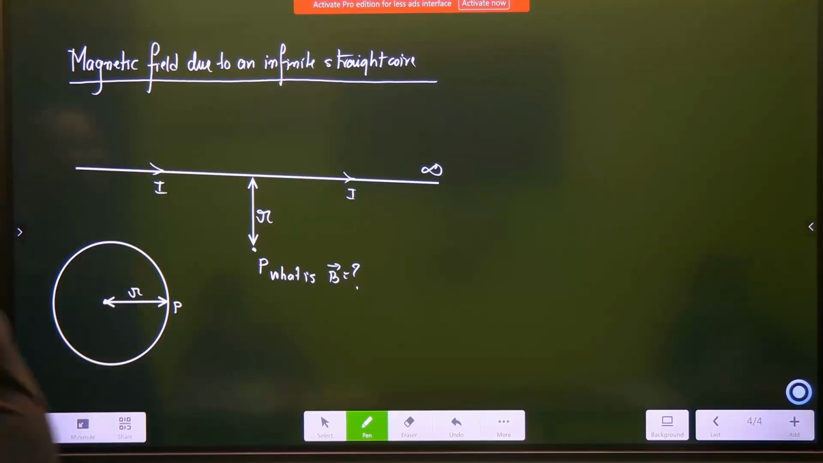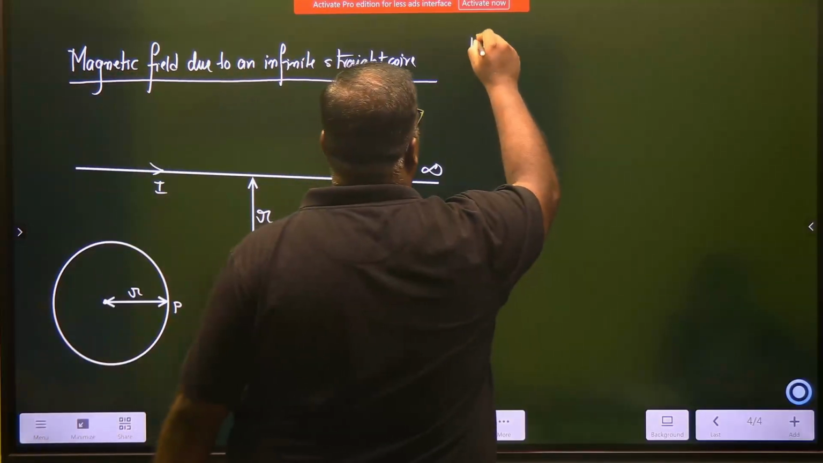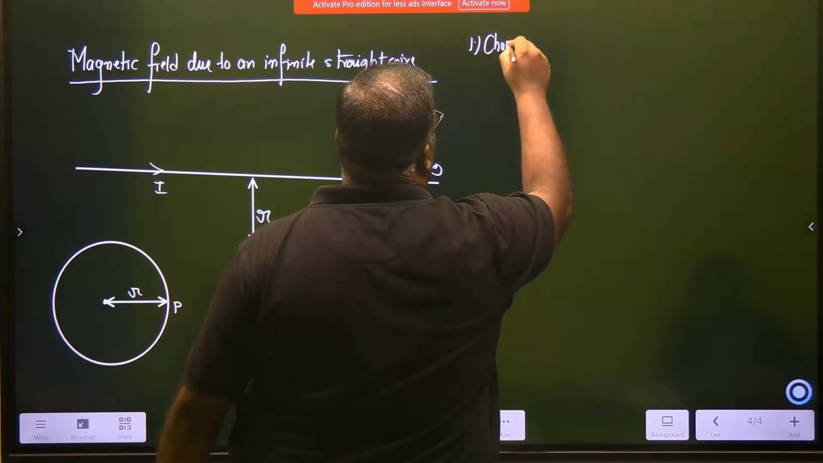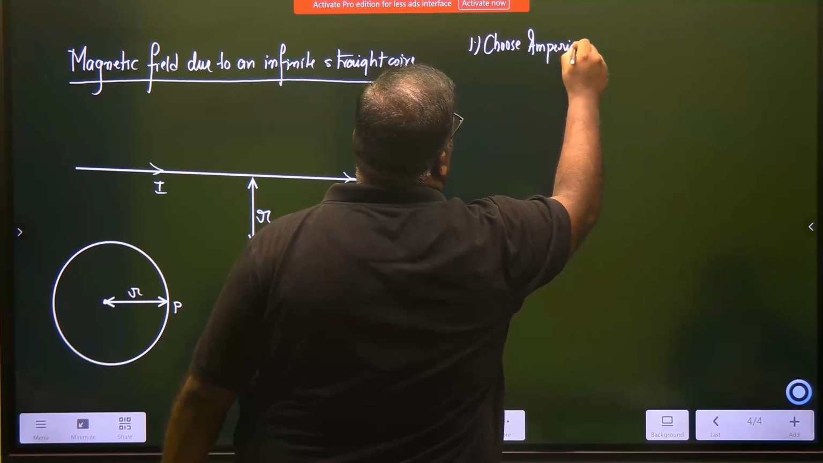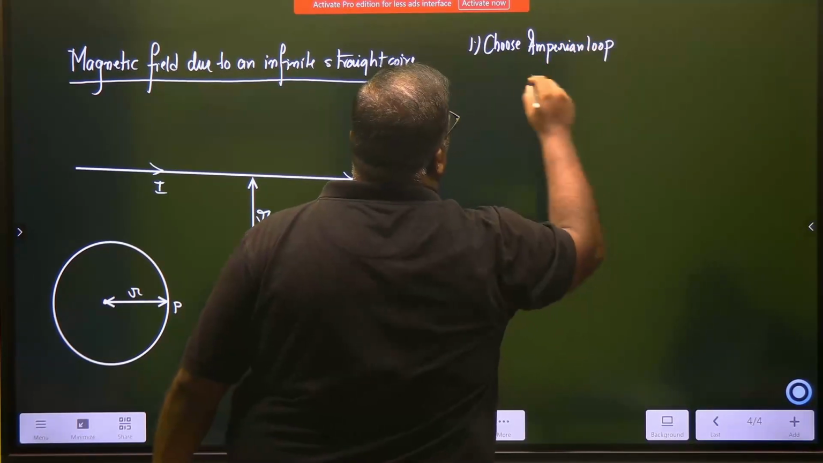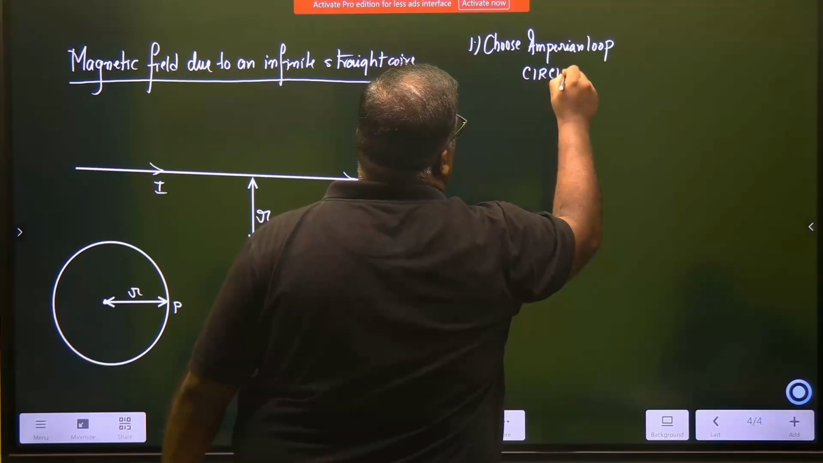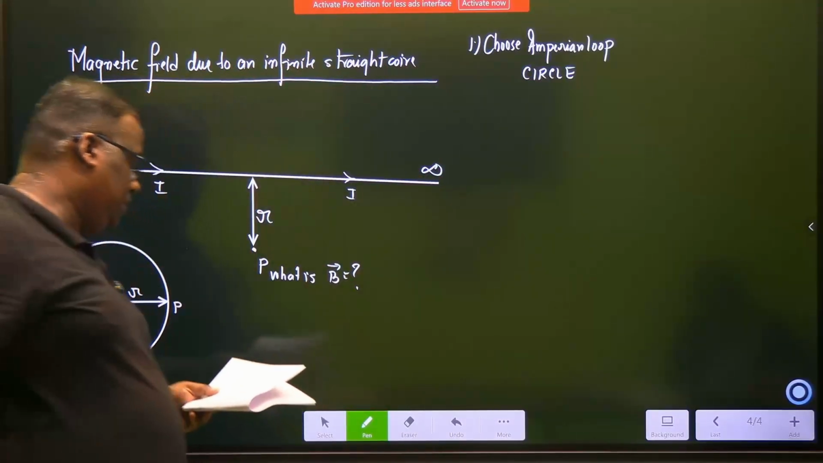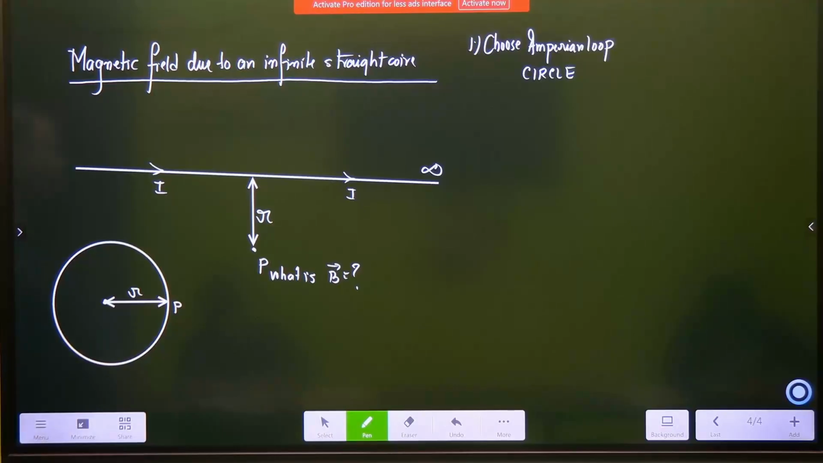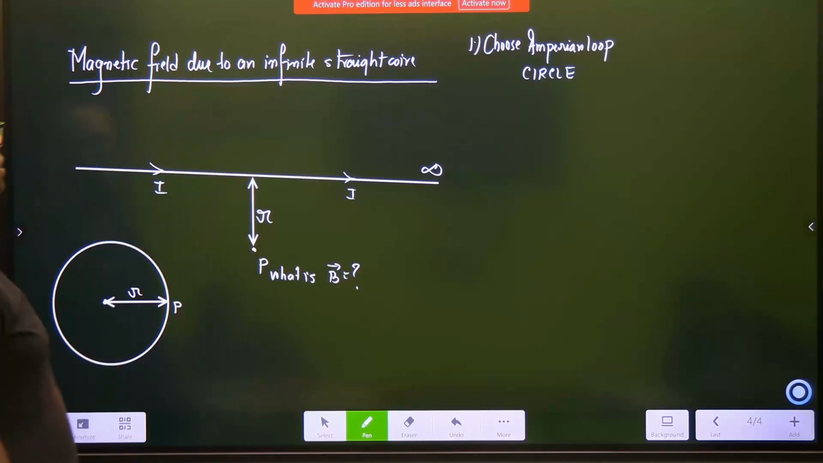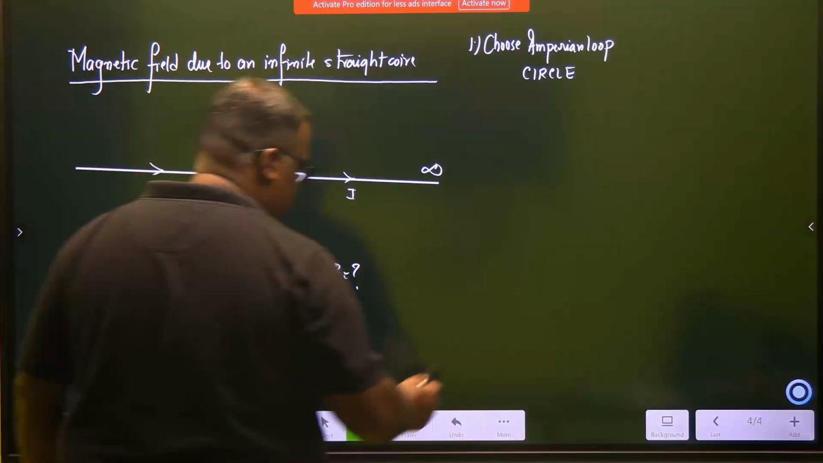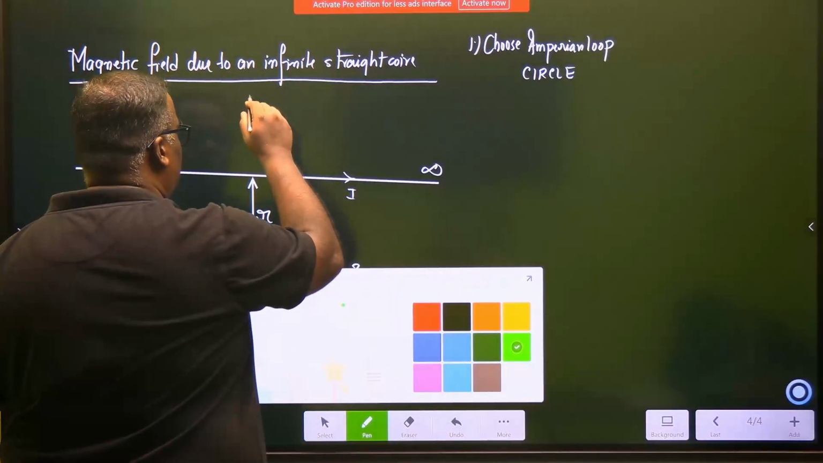So step number 1, write down, choose the Amperian loop. And what will be your Amperian loop in this case? Circle. Choose the Amperian loop as a circle. Every point is equidistant from the wire. Bracket you can write, every point is equidistant from the wire. So if you want to visualize it in this diagram, your Amperian loop is something like this now.